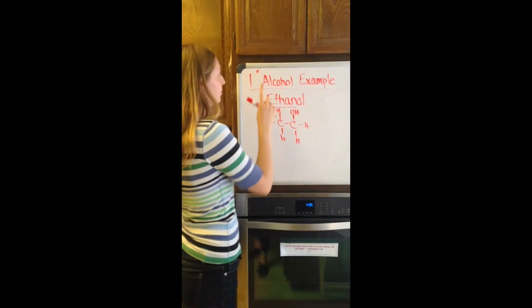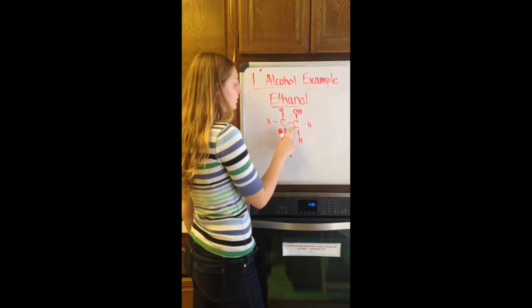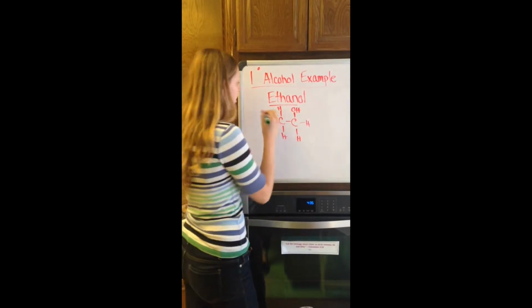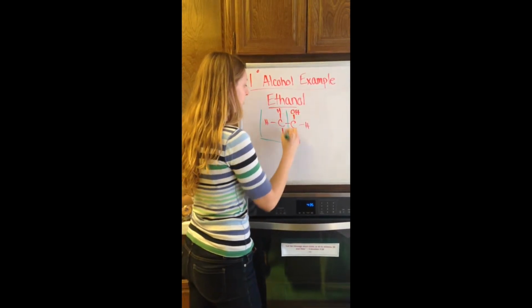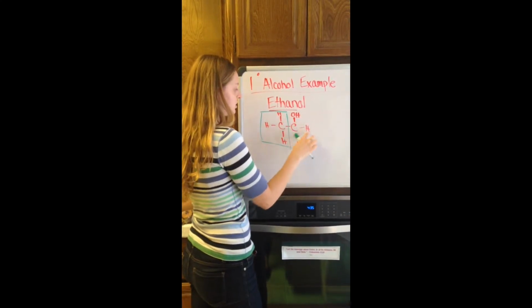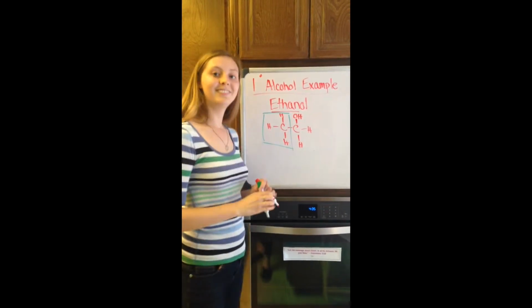And we know that this is a primary alcohol because the alkyl carbon just has one of the R groups attached to it. So this is an R group here, just one attached to that carbon with the OH and the two other hydrogens.